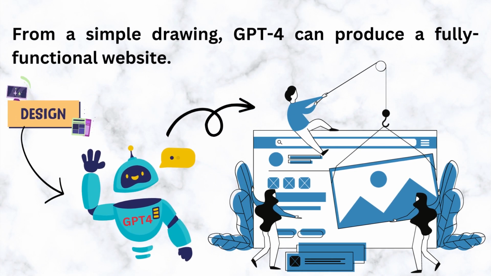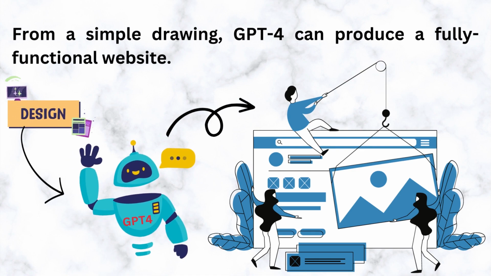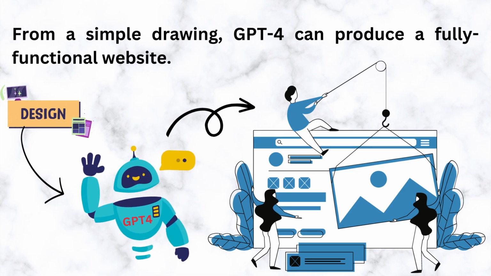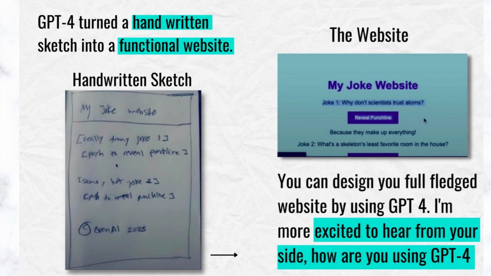From a simple drawing, GPT-4 can produce a fully functional website. Look at this example. GPT-4 turned a handwritten sketch into a functional website. You can now design your full-fledged website by using GPT-4. I am more excited to hear from your side. How are you using GPT-4?